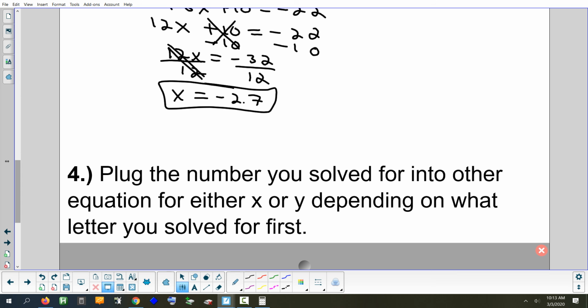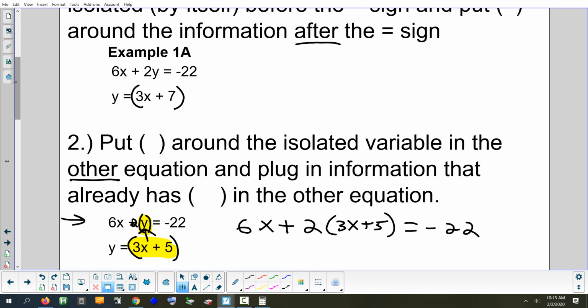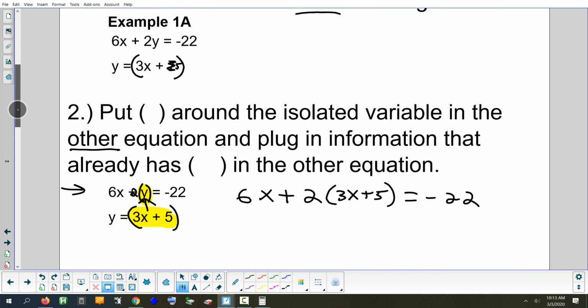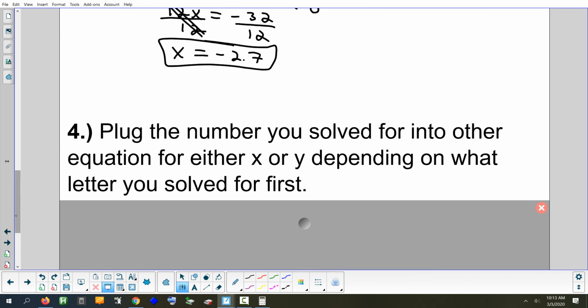I have a question. Mm-hmm. In the original problem, was it y equals 3x plus 7 or plus 5? Y equals 3x plus... Oh, you know what? Let's just make it a 5 then, because we did it as a 5. Thank you. Okay. So I just changed the original problem to a 5. No big deal. We may have gotten a nice answer if we used a 7, but we got negative 2.7, that's fine.